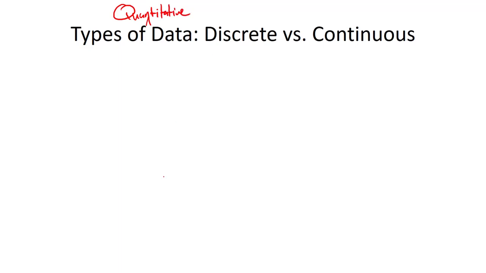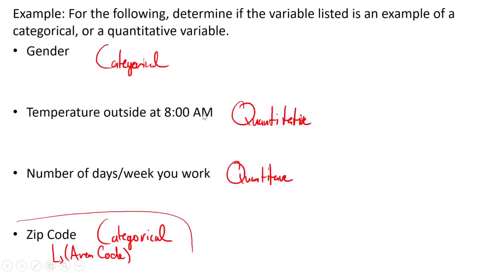data, there are two different types that we distinguish between, because they have to be handled a little bit differently. If you go back to the examples we did yesterday, there's a difference between temperature and number of days per week you work. The nature of those two values is different. Why? What's different about the types of values that these two variables can take on?